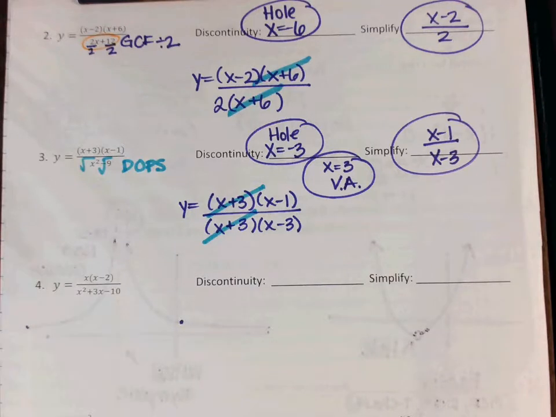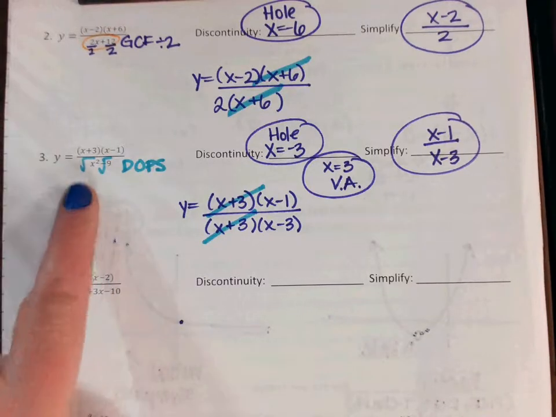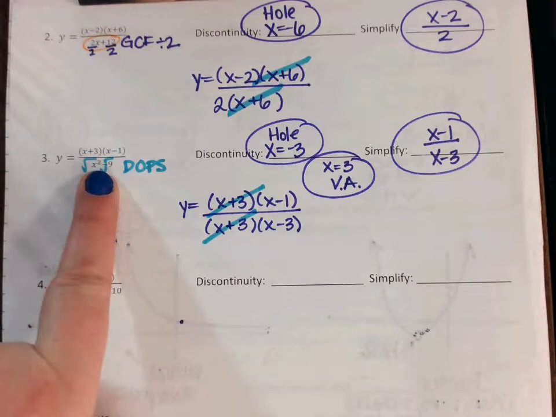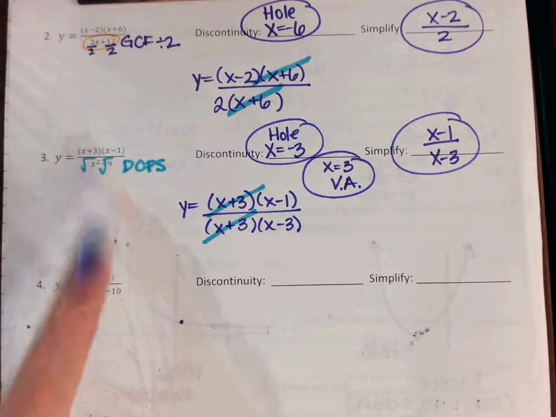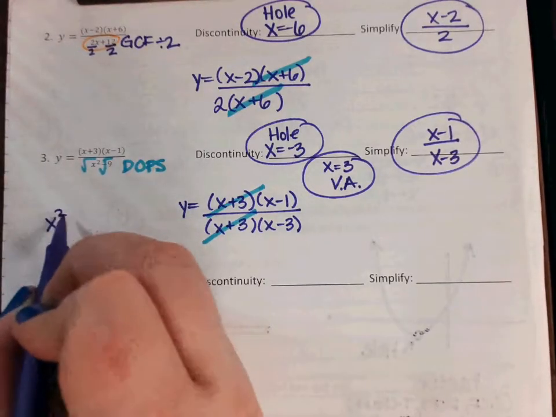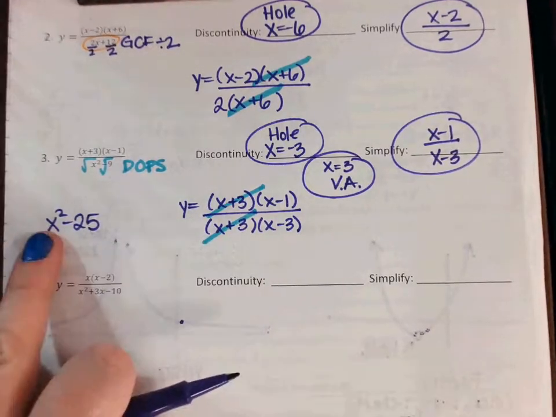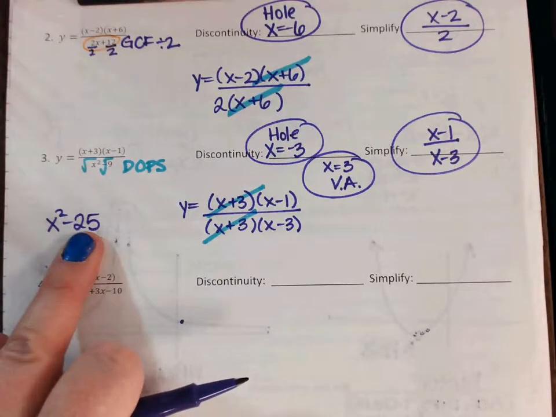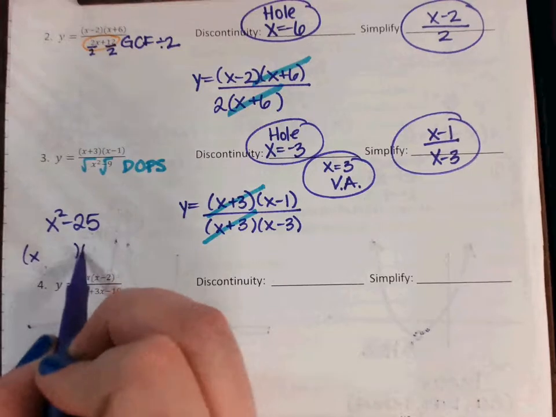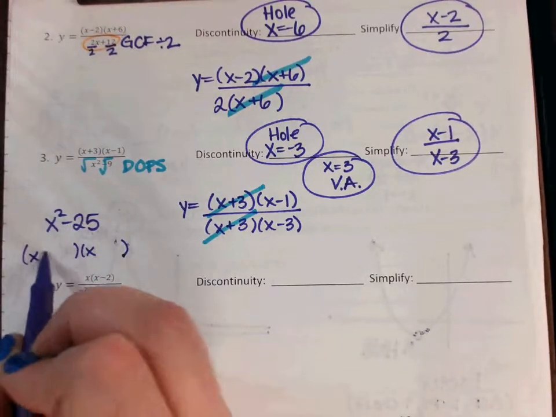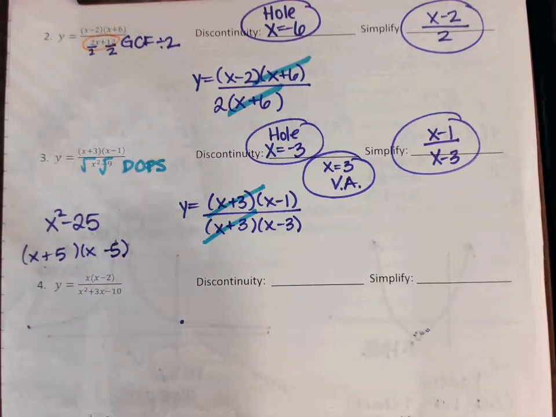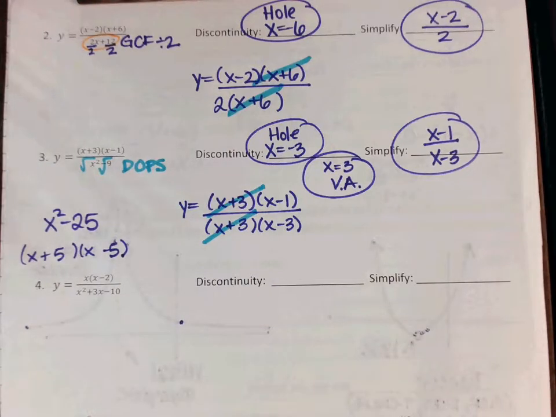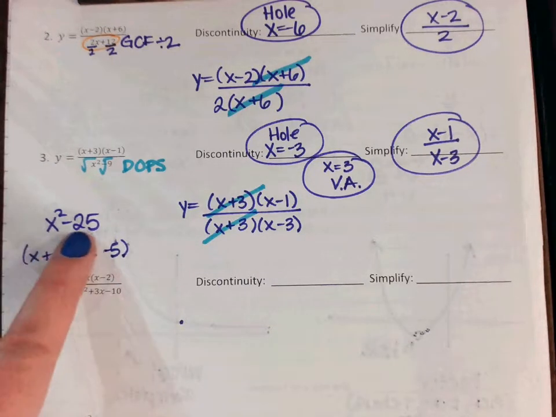Yes? Why did you put x plus 3 and x plus 3? We did that right before you came in. That's a shortcut. So if these are both perfect squares, then you can do what's called difference of squares. So like if it was this, x squared can be x times x. 25 can be 5 times 5. So you would break it up into x, and then this one would be plus 5 and minus 5. It's a shortcut. You can always do it if these are both perfect squares.